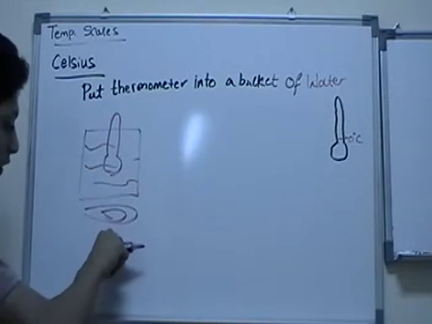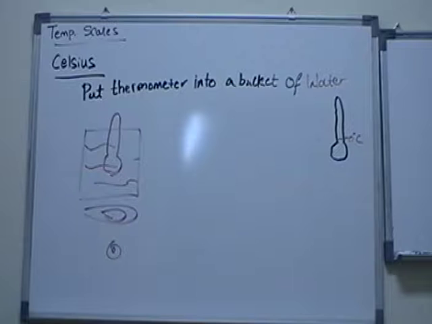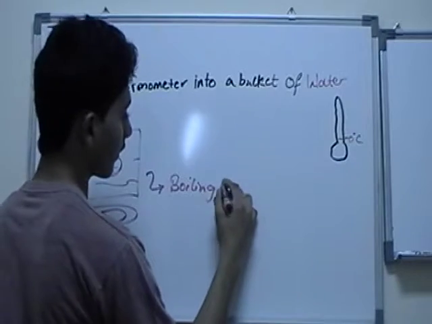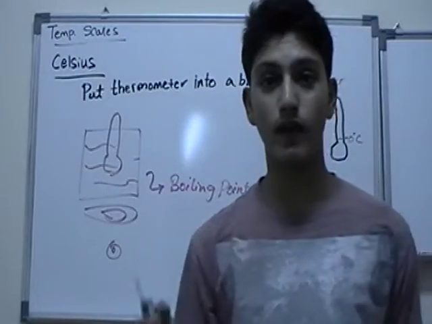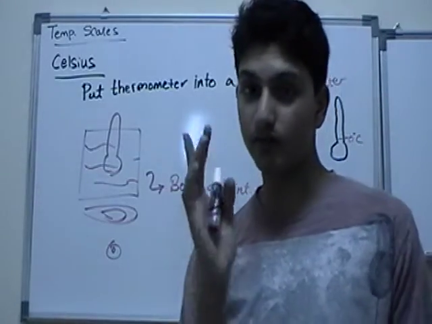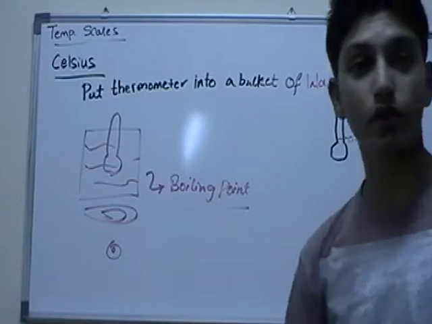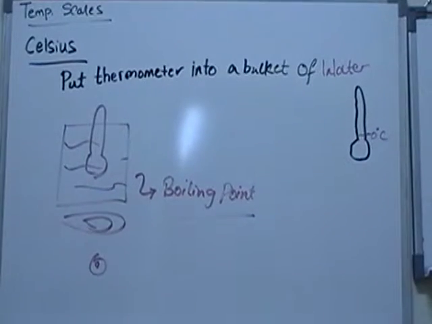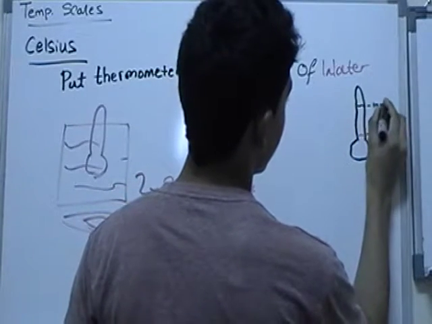Now what you need to do is turn on the gas. Turn it on, and right about at the boiling point. What I mean by boiling point, you already guessed, is the point when the water is just about to turn into steam. So when you see a little bit of steam coming out, turn off the gas, take the thermometer out, and the mercury is going to show you some reading. I'm going to zoom in, and you need to label that reading as 100 degrees Celsius.